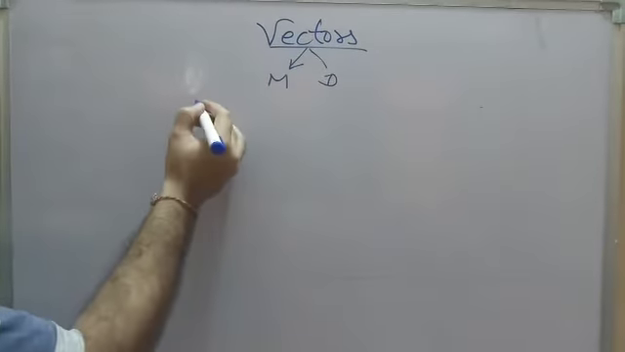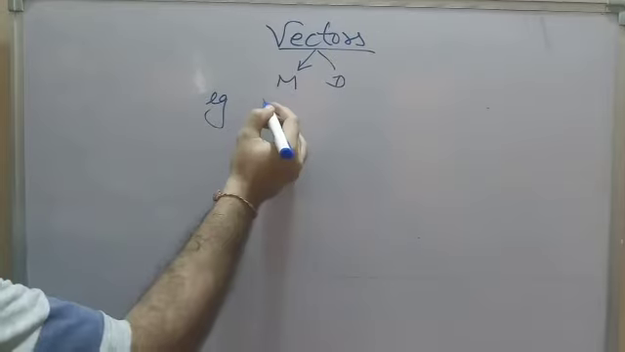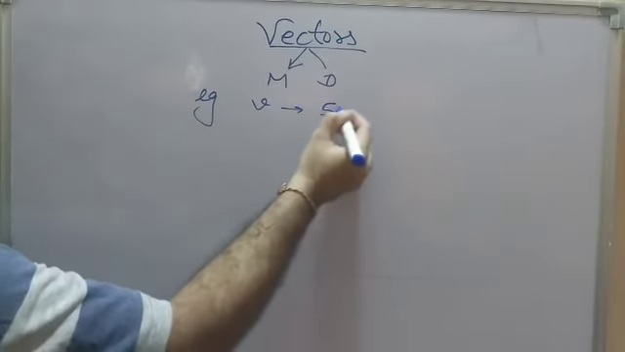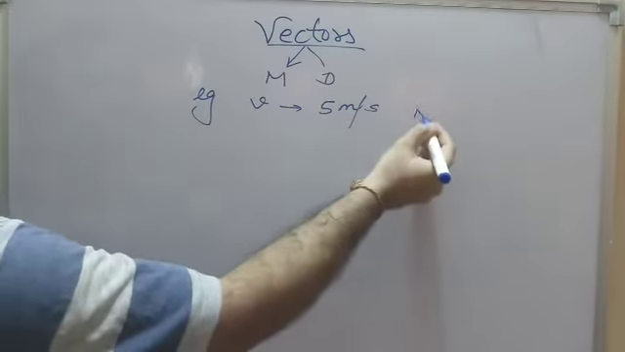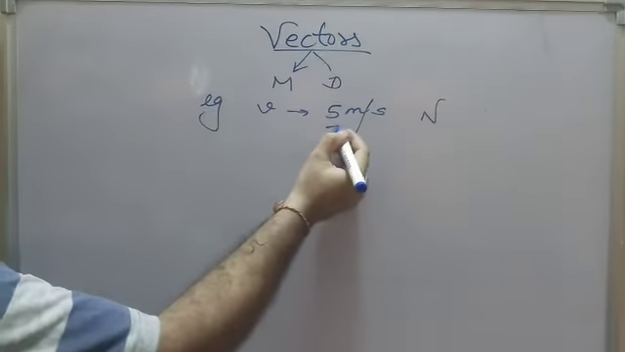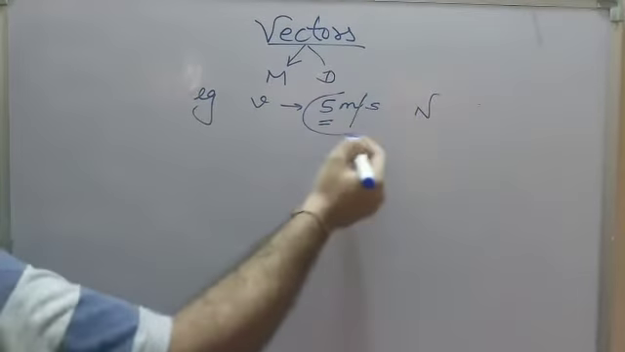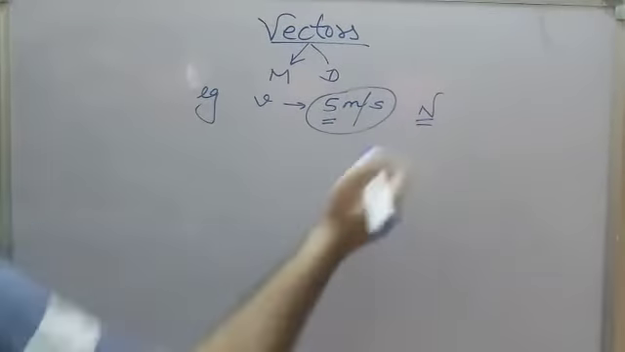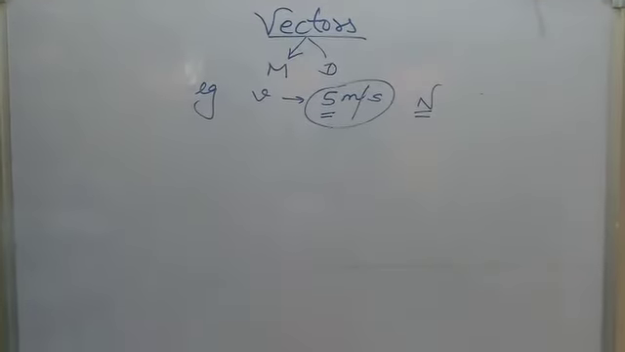So to understand this, for example, I have taken the velocity 5 meter per second towards north. So here you can see that it contains the magnitude and the direction. That's why it is called vector.